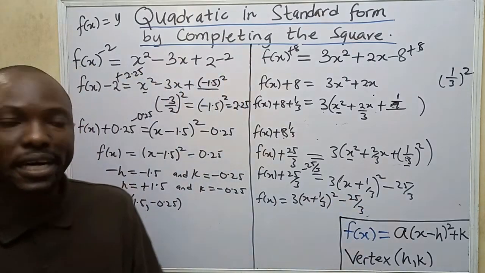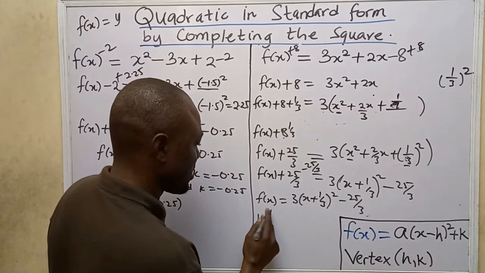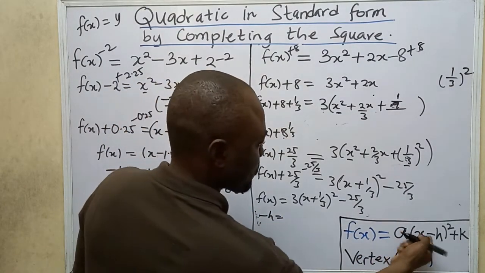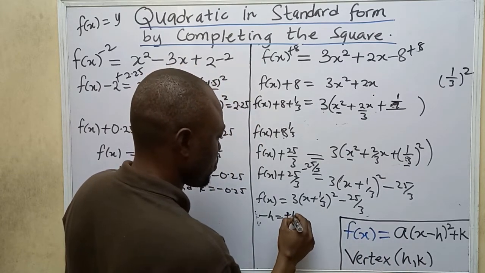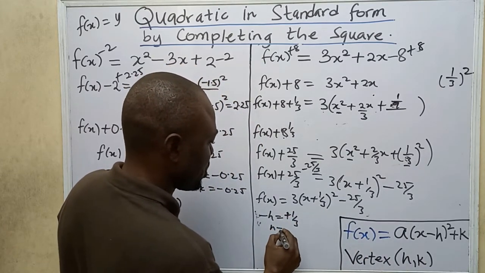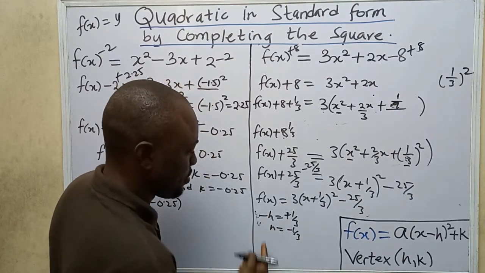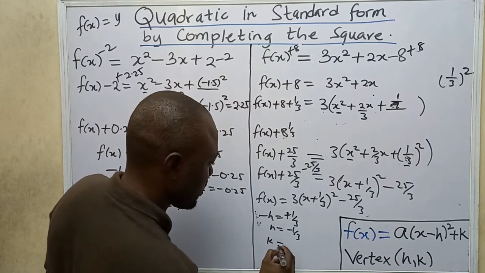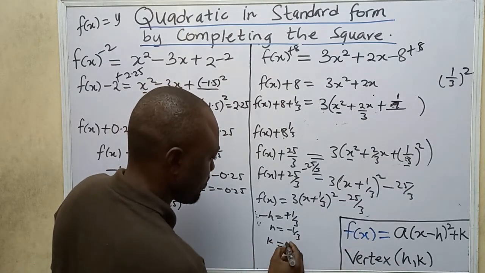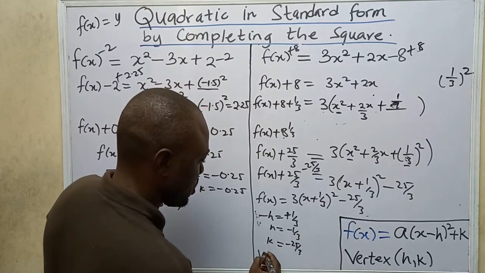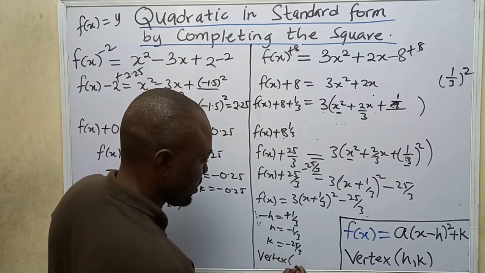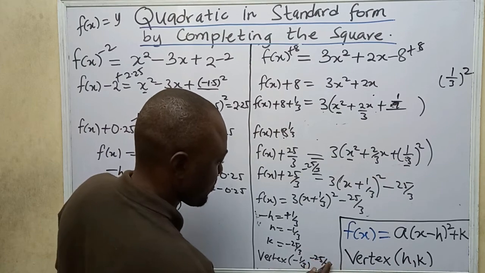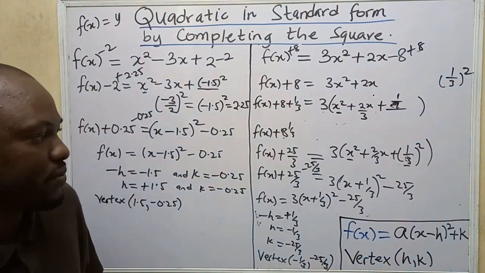All right, now I want to get my vertex. Comparing, minus h is equal to plus 1 over 3. So my h is minus 1 over 3 because minus plus will be minus. Now for k, my k is minus 25 over 3. So my vertex will be minus 1 over 3 comma minus 25 over 3. It's pretty simple. That's how to solve that.